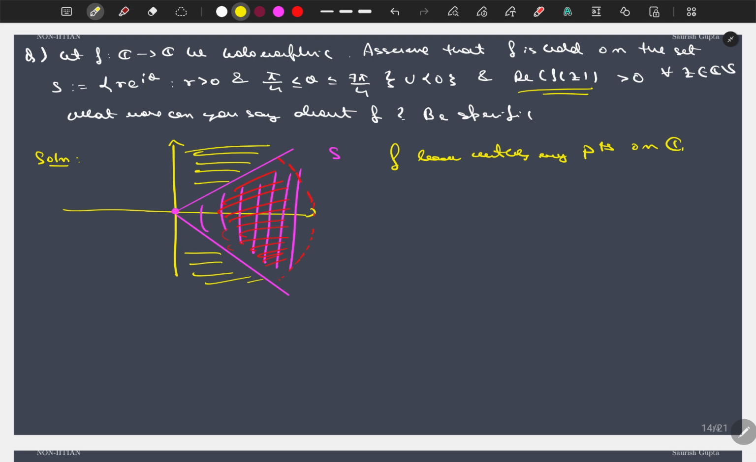So by Little Picard's theorem, what can you conclude? Little Picard's theorem says that a complex entire function can leave out at most one point. It has the liberty to leave at most one point. So by Little Picard's theorem, f has to be a constant, right? Is it clear? Got it? That should be your specific answer, right?